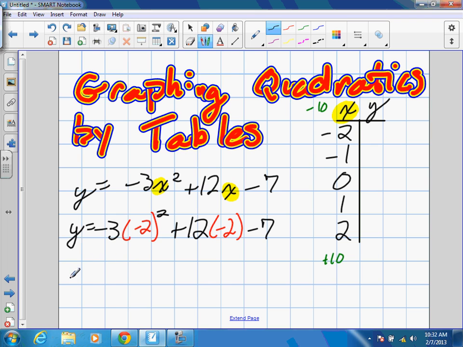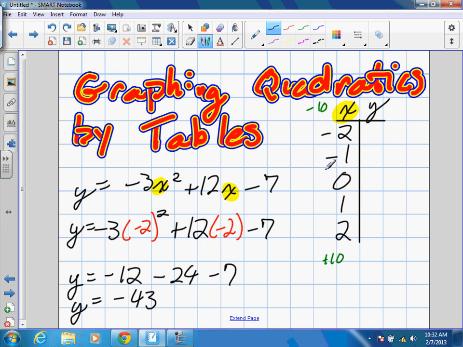Okay? So from there, we're going to work this out. I'm going to go a little quickly. Negative 2 squared? 4. Positive 4 times negative 3? Negative 12. Good. Negative 2 times 12? Negative 24 minus 7. Now we're subtracting integers. This becomes negative 36, negative 43. Come and check that for me.